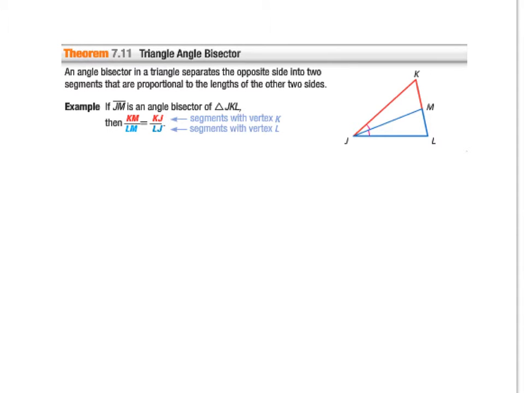So look at the slide right here. This is just taken from your book. It's saying the exact same thing. If we have an angle bisector, then the two red pieces, their proportion is the same as the two blue pieces right here. So you look at the pieces of the segment that was cut in half by the angle bisector and the two adjacent sides to the bisected angle. Those are proportional.